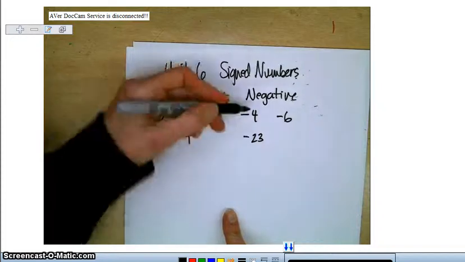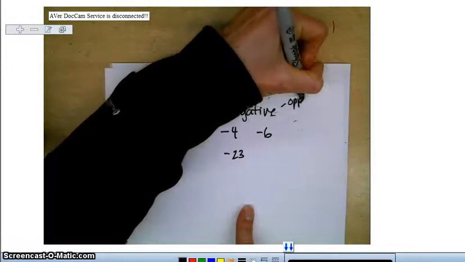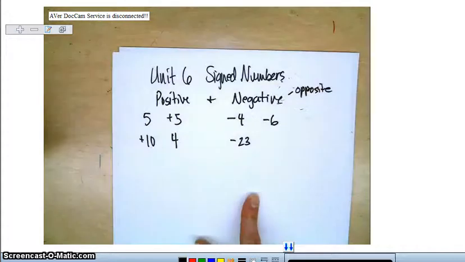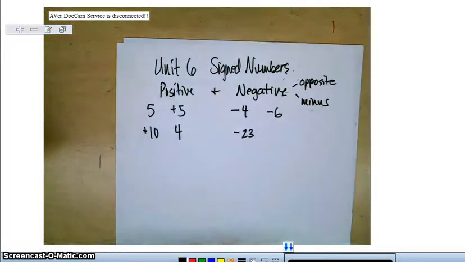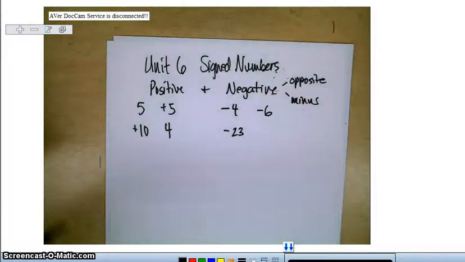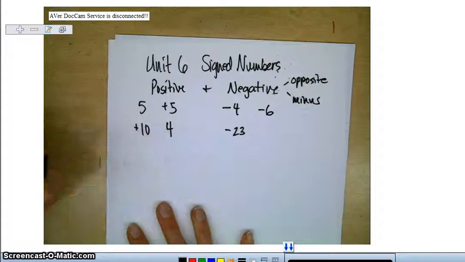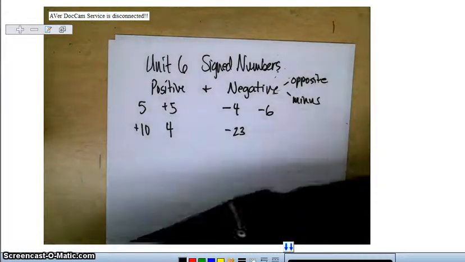The word negative can actually mean a few things. Negative can mean the opposite of. It can also mean minus. What we're going to look at today is a bunch of problems: what can we do with positive and negative numbers? And the first thing, we can express word statements as positive or negative numbers.